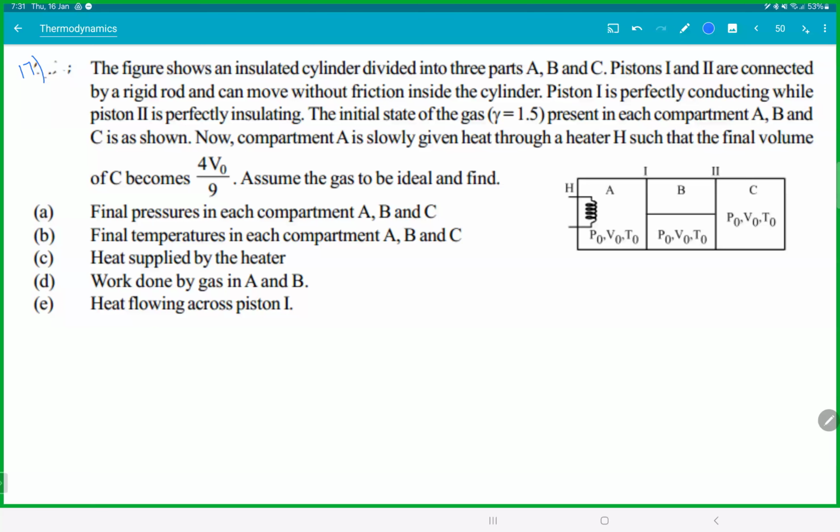Let's see the diagram first. Like I keep saying, if you really don't understand how that final thing looks, there is nothing you can do about it.